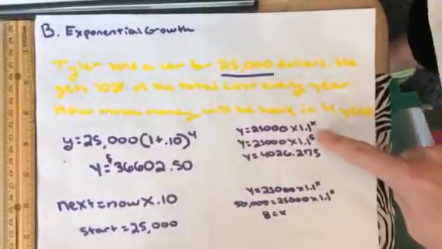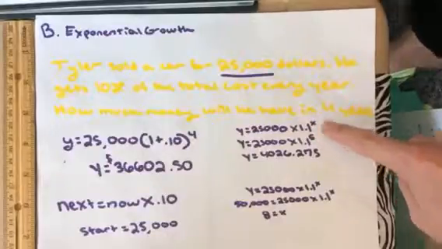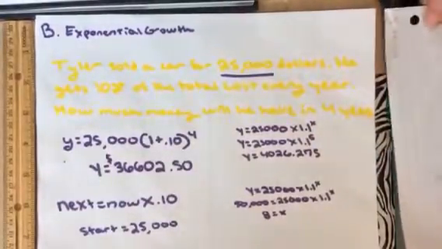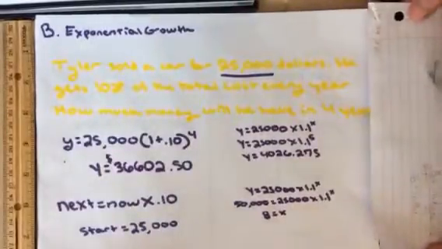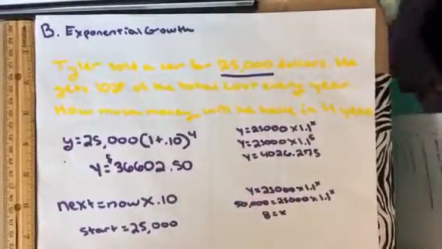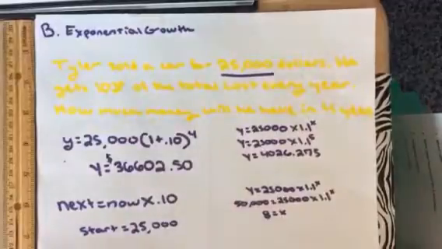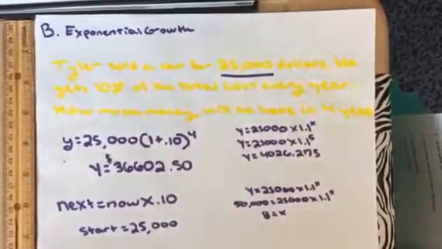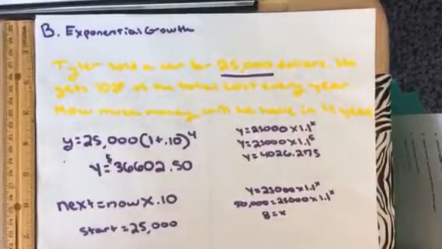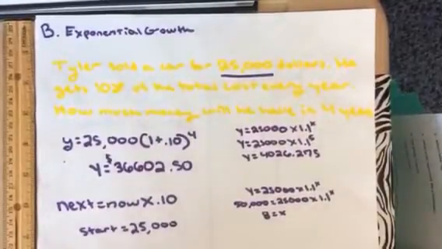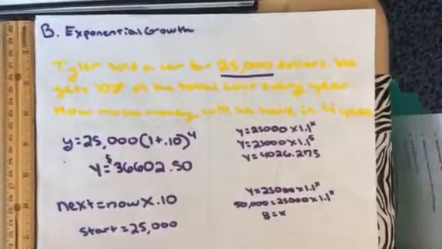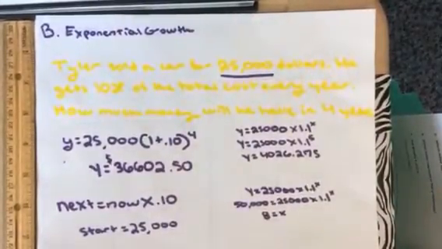And so this is the equation, 25,000 times 1.1 to the 5th. So then you get $4,026.27. Here's another example. Y equals 25,000 times 1.1 to the x. And then you plug in 50,000 equals 25,000 times 1.1 to the x, and you get 8.